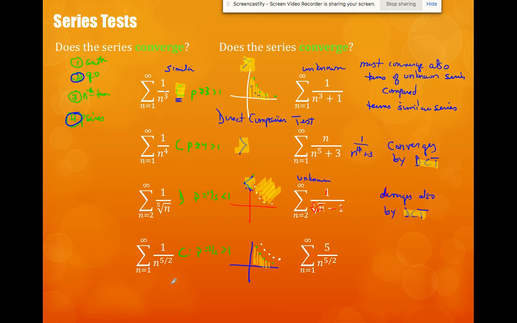So the direct comparison test cannot be used because the position is wrong, right? The known convergent series is all smaller than. But for convergent, you need the similar to be bigger. Convergent, smaller, the direct comparison test can't be used. I need a different test.